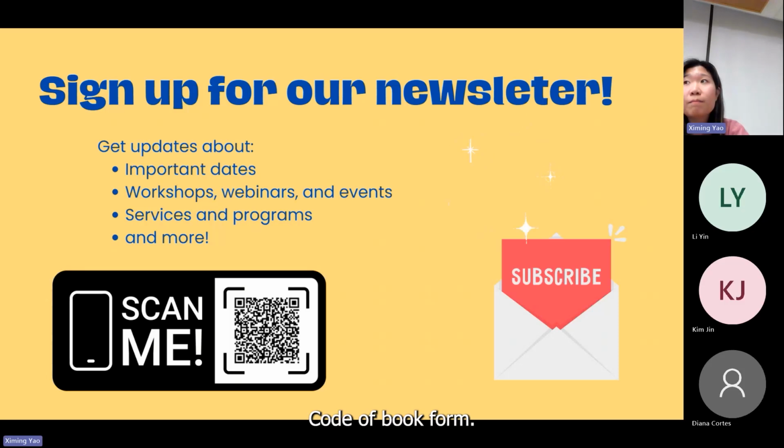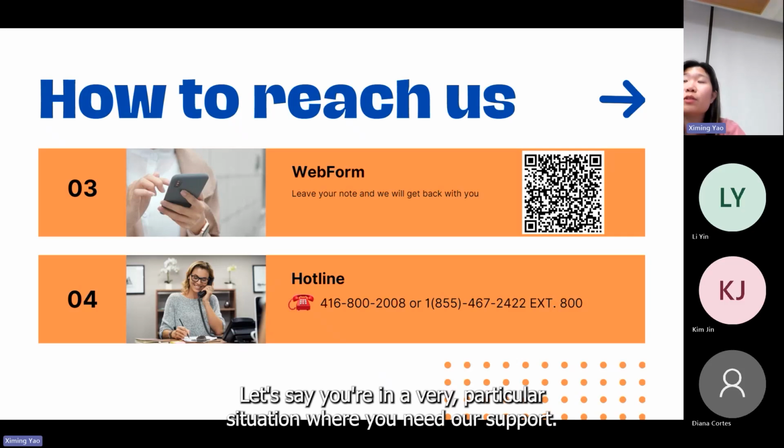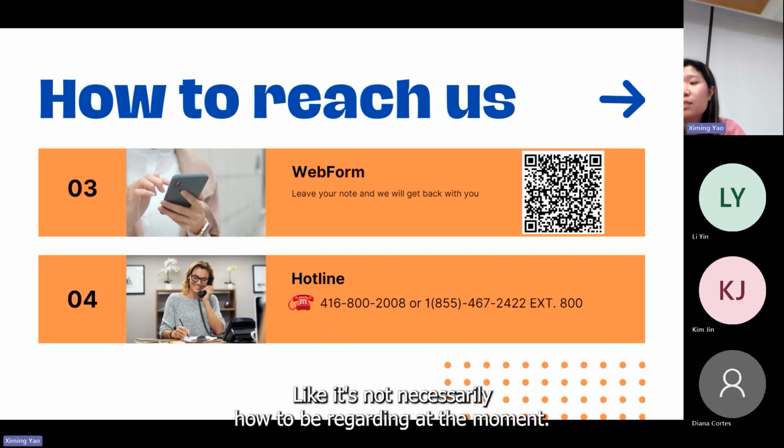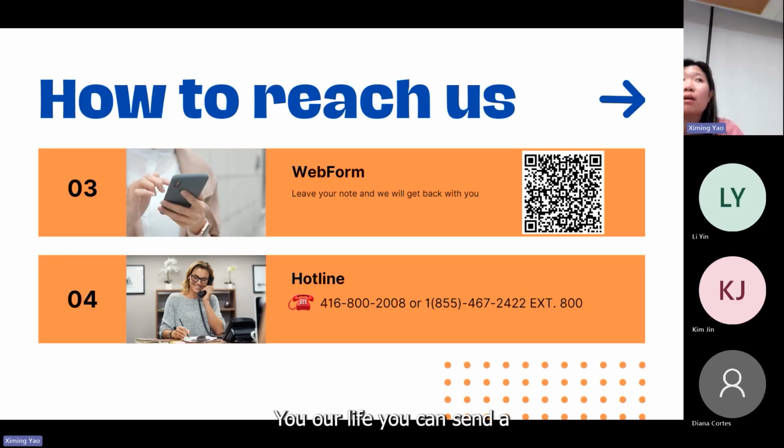The form before that was a one-on-one case support request form. Let's say you're in a very particular situation where you need our support. It's not necessarily regarding an academic appeal. It could be any of the academic difficulties that you meet in your life. You can send your request to us and we'll try to help you one-on-one.